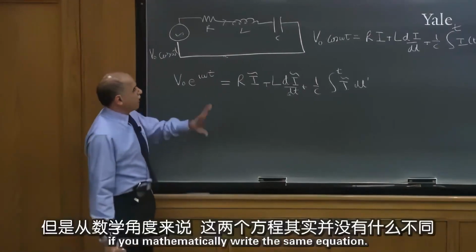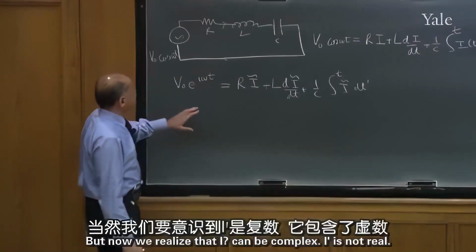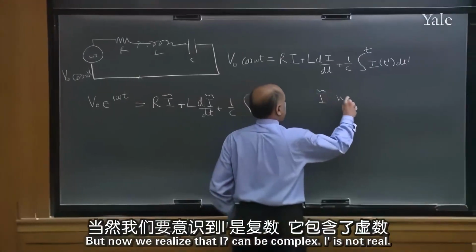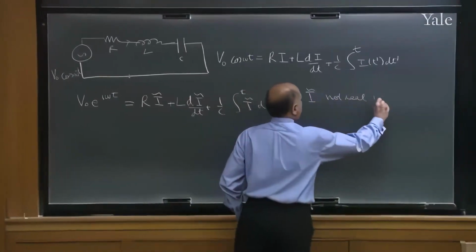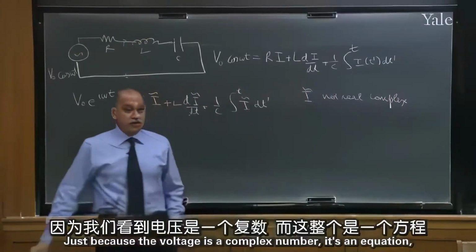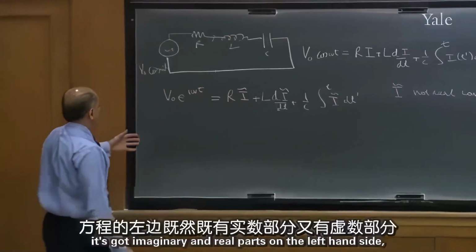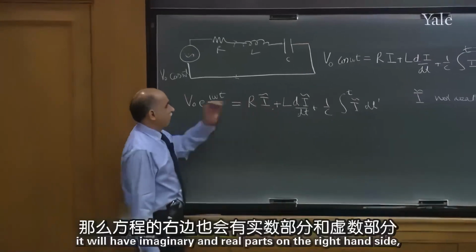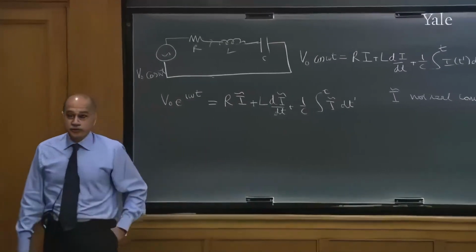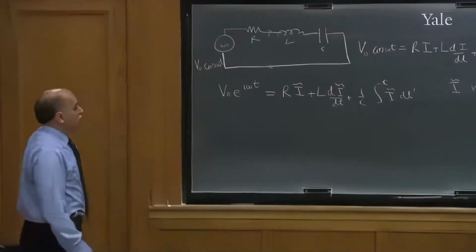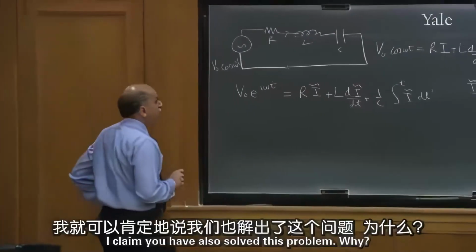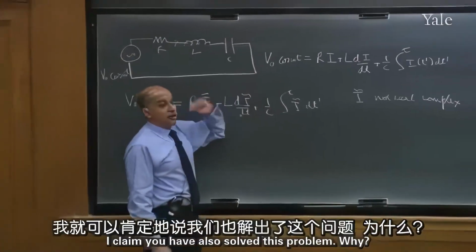So I twiddle is the answer to the problem where the driving voltage is not real, but this. We mathematically write the same equation, but now we realize that I twiddle can be complex. I twiddle is not real. It can be a complex number. That's because the voltage is a complex number. It's an equation. It has imaginary and real parts on the left-hand side. It'll have real and imaginary parts on the right-hand side, and so you will need both to make it work. But if you have solved this problem, I claim you have also solved this problem.